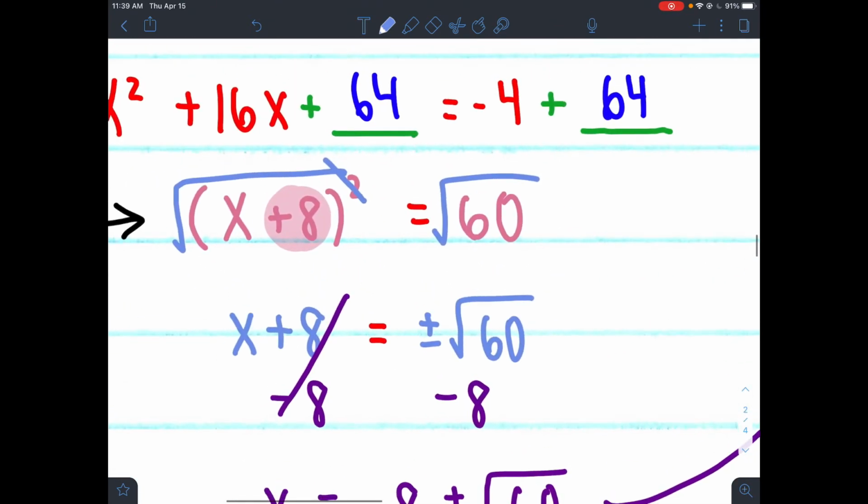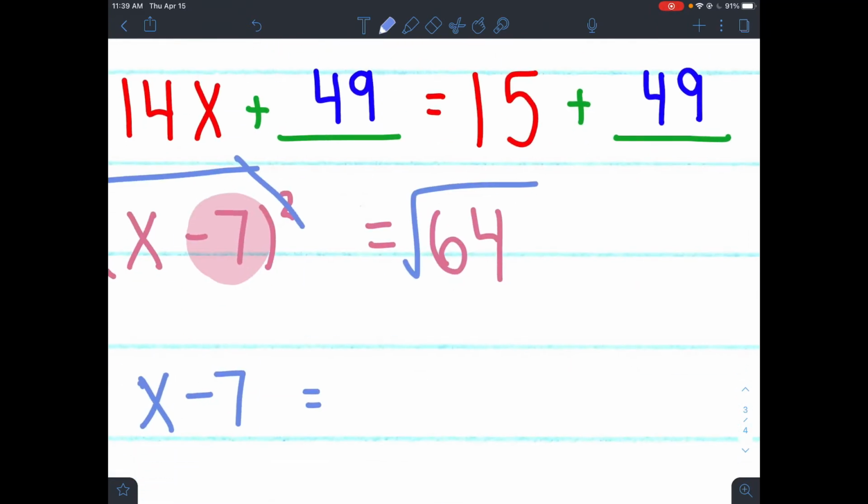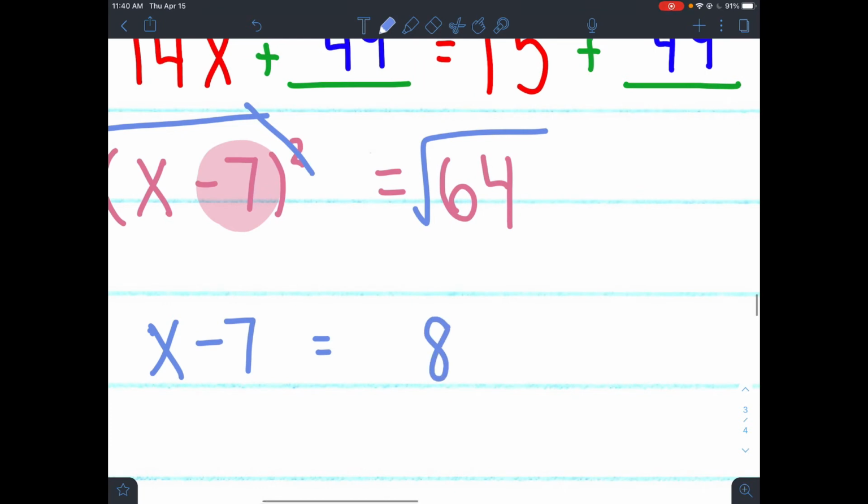In this last problem, we had 60, right? Square root of 60 is not a perfect square. You type it in the calculator, you're going to get a decimal. So I leave it as square root of 60 and I simplify later. Whereas here, when I type in square root of 64 on my calculator, I get 8. Okay, and not square root of 8, just 8.